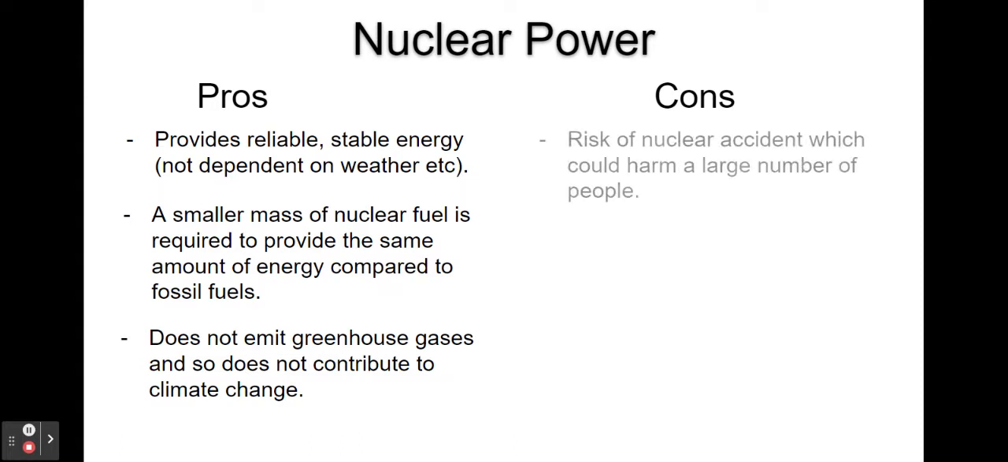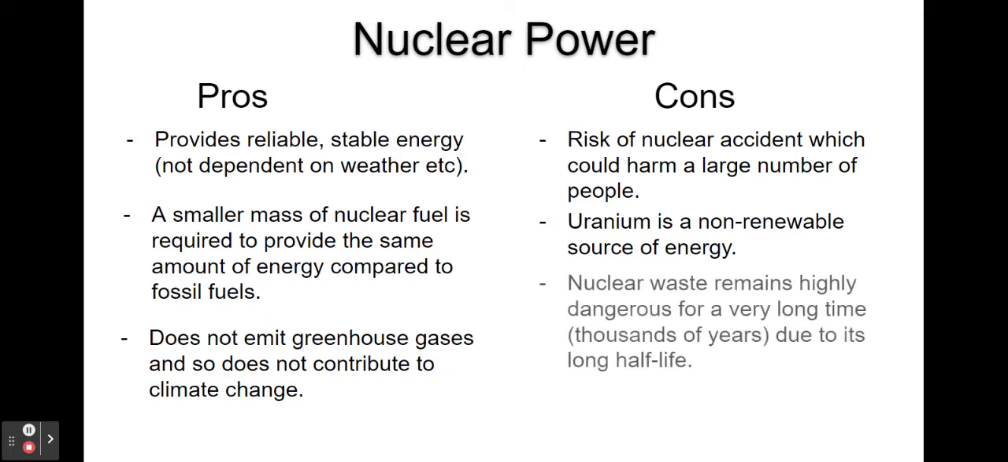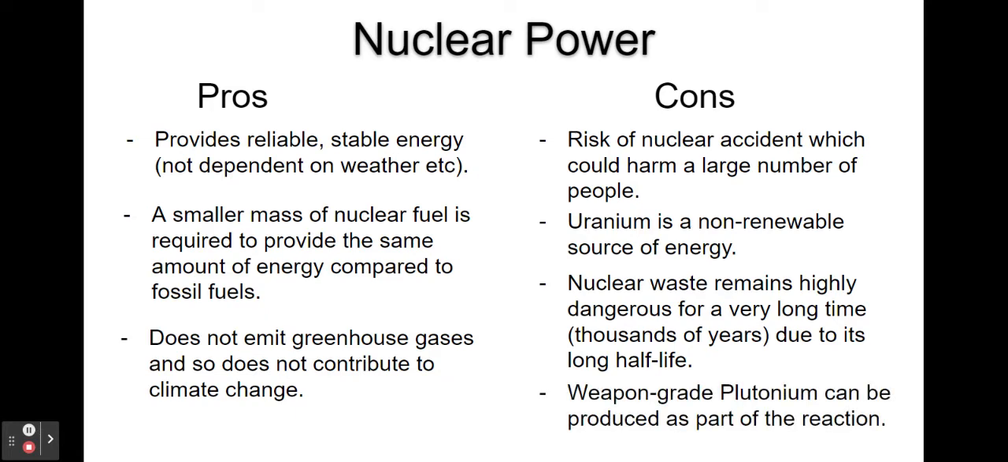The downsides of nuclear power are the risk of nuclear accident, which could harm a large number of people. The fact that uranium itself is not a renewable source of energy, we will eventually run out of it. Nuclear waste that's created in the reactor remains highly radioactive and very dangerous for thousands of years, so it's very difficult to store. And finally, weapon-grade plutonium can be produced as part of the reaction.